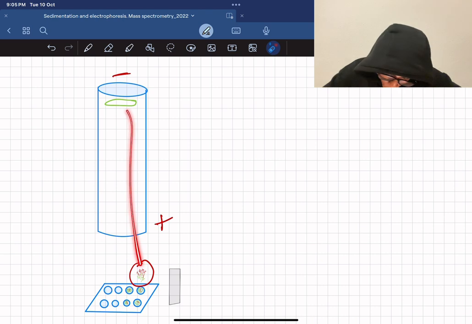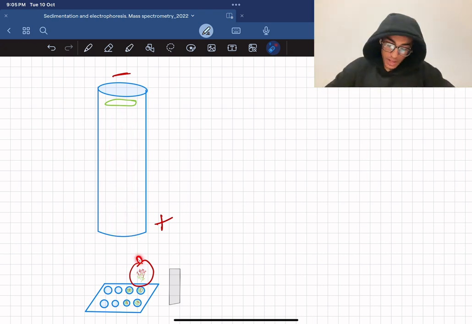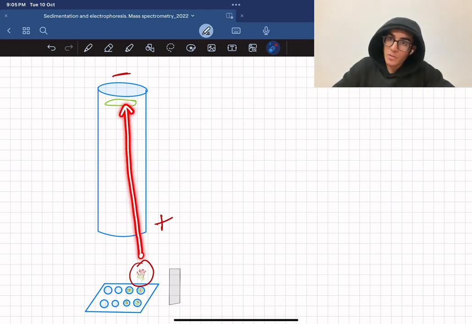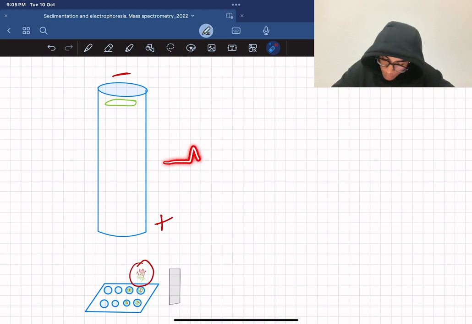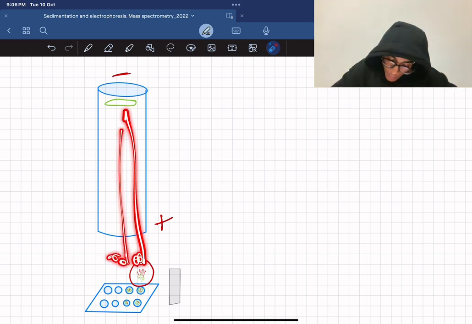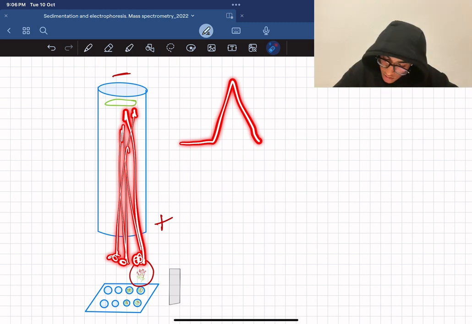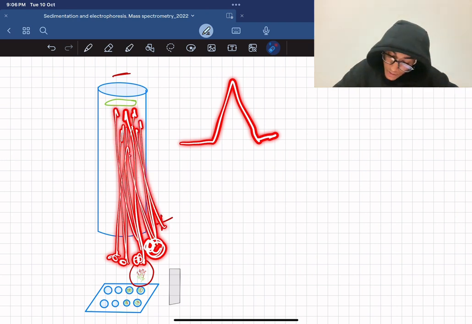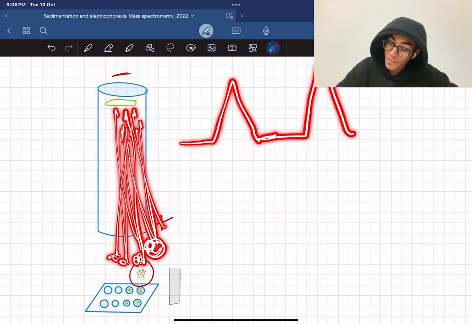So our ions accelerate, and the smaller particles go faster and hit the detector. When the detector senses the hit of these ions, the graph spikes. Then the bigger molecules hit a little slower. The smaller ions hit first, all the small ions together, so this is a spike. Then the fatter molecules hit after a little bit of time, and the graph spikes again. After some more time, the even bigger molecules hit and it spikes again.